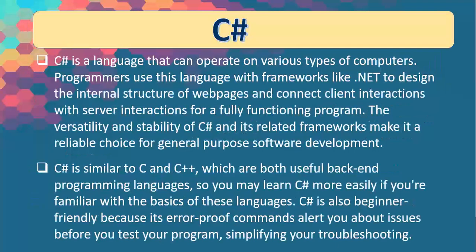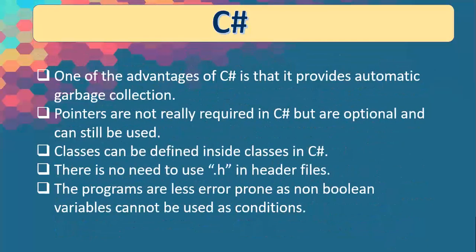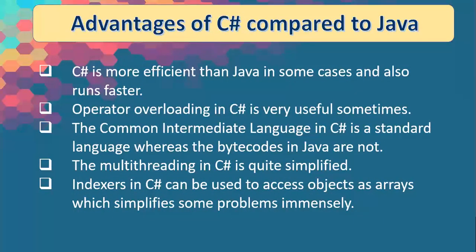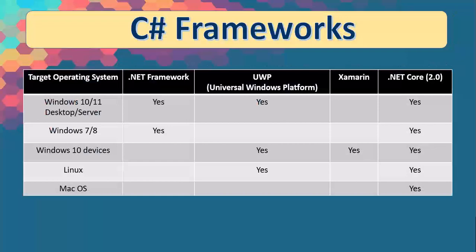We know that TypeScript is a superset of JavaScript, so whenever you talk about JavaScript, it's equally saying TypeScript. Though they are different languages, don't mistake me. So we have C#, and these are the advantages compared to Java. C# also has drawbacks, but as you can see, there are very few drawbacks with C#. These are the frameworks it supports.